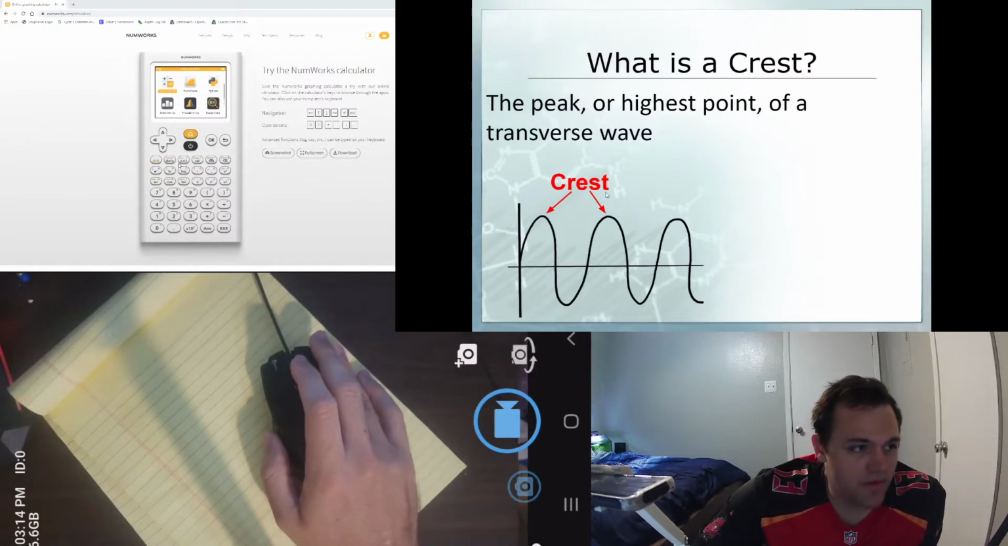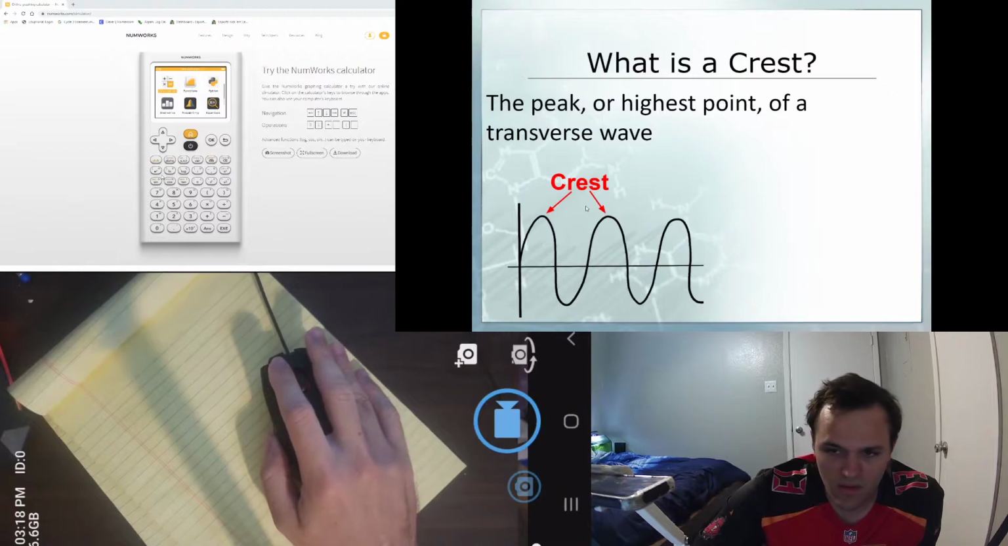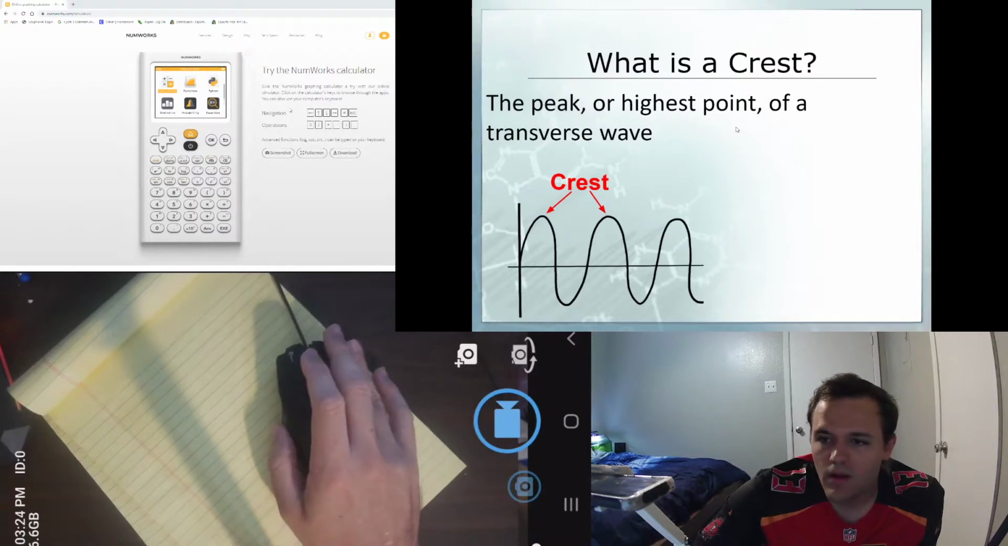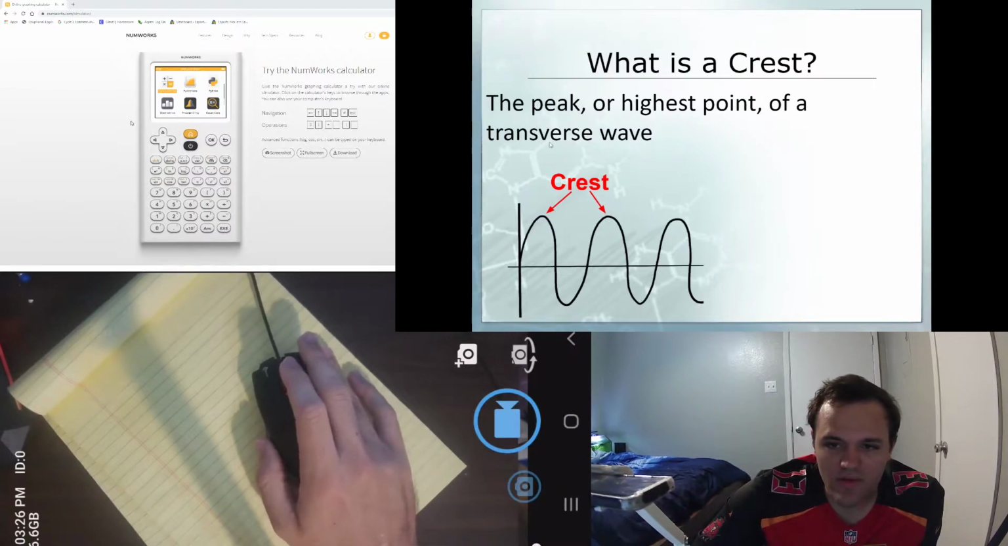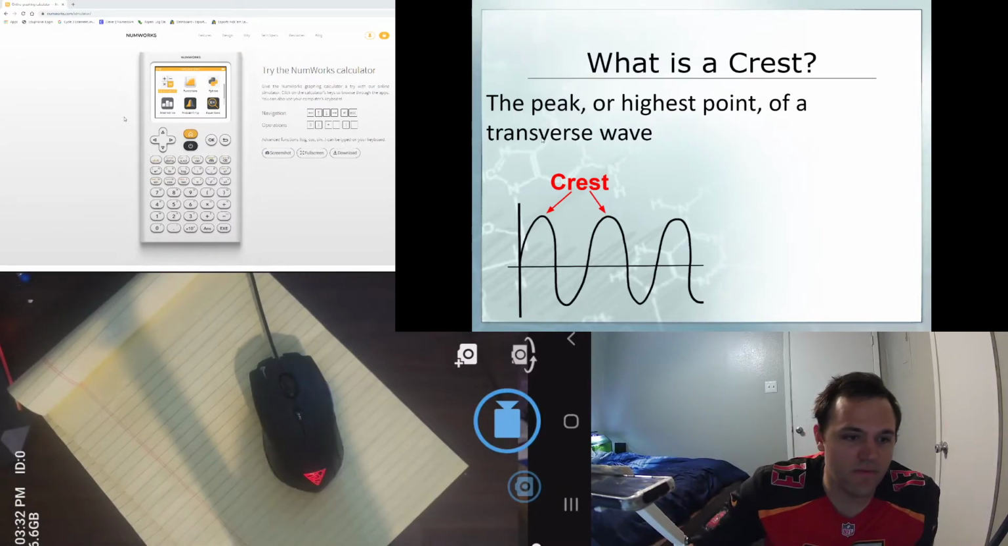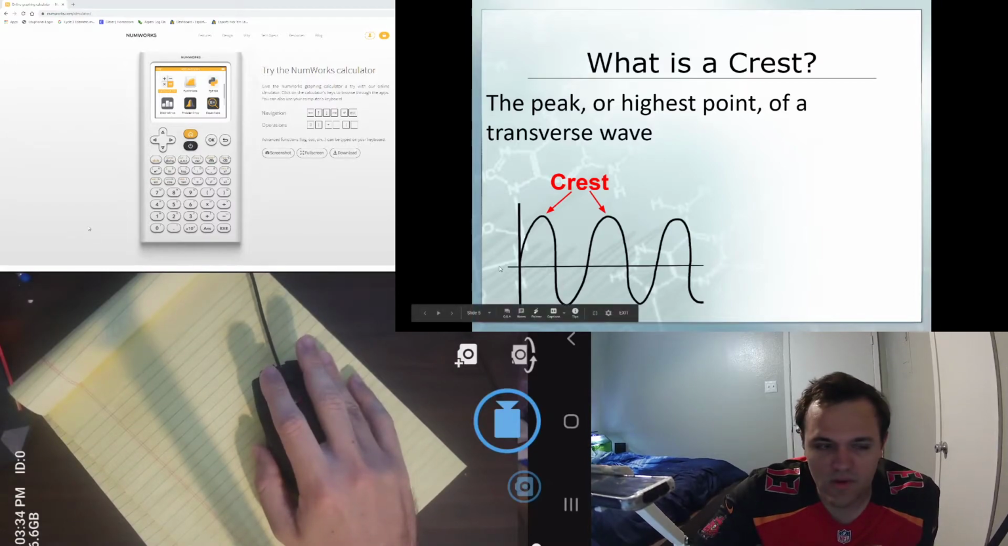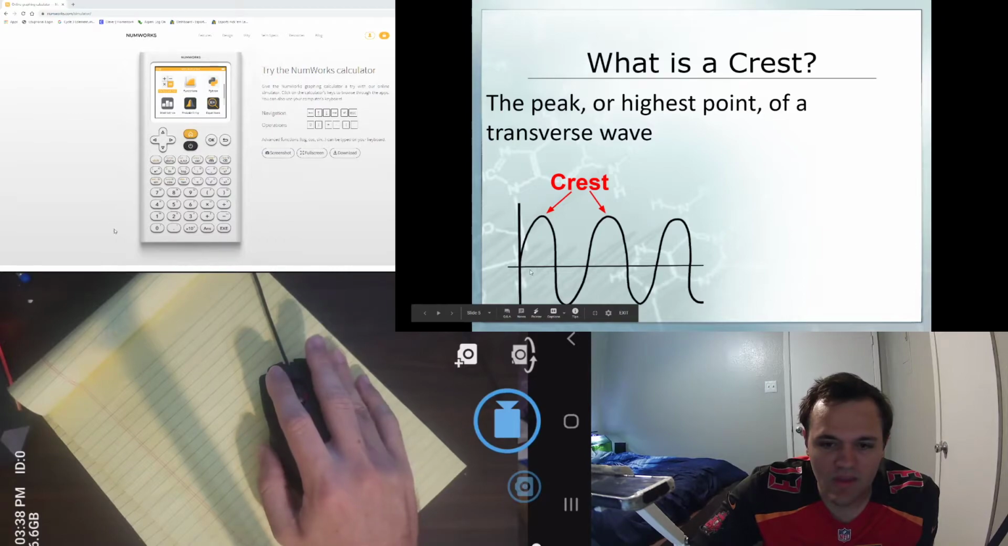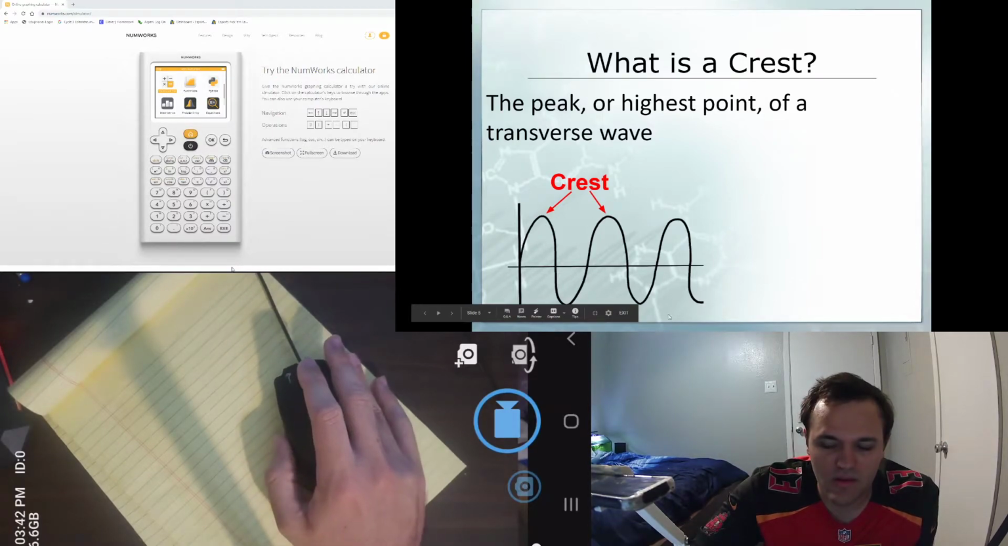All right, so we're going to talk about all the different parts of a wave. So the first one is the crest. The crest is the very top, the peak or the highest point of a wave. All right, and all these say have a transverse wave, and all that means is that the wave motion, the up and down, is perpendicular to the direction the wave is traveling in. So this wave is traveling here from left to right, which means the motion of the wave is up and down. That makes it a transverse wave.